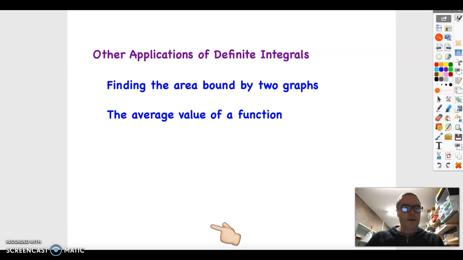G'day everybody. In this lesson we are going to look at two applications of definite integrals. We've seen recently how we calculate definite integrals, how we use them to find the area between a curve and the x-axis. By finding areas, we can work through these two other problems today. We're going to do some work finding the area bound by two graphs. In the second half of this lesson, we're going to use areas to calculate the average value of a function.